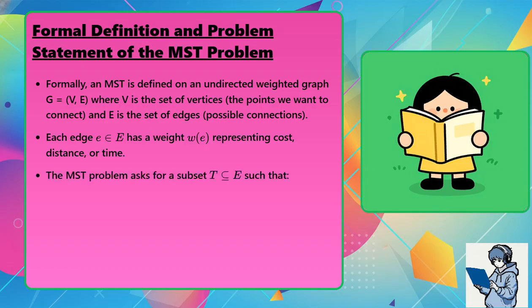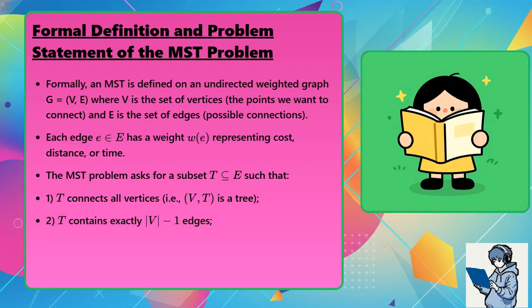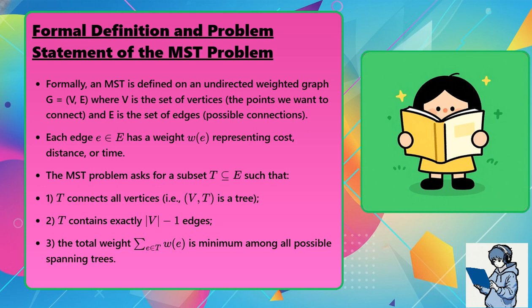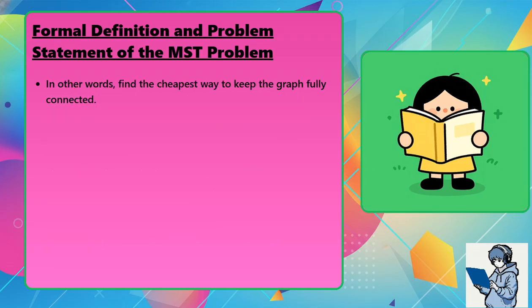The MST problem asks for a subset T of E such that T connects all vertices, that is, (V, T) is a tree. T contains exactly |V|-1 edges. The total weight, the sum over e in T of w(e), is minimum among all possible spanning trees. In other words, find the cheapest way to keep the graph fully connected.